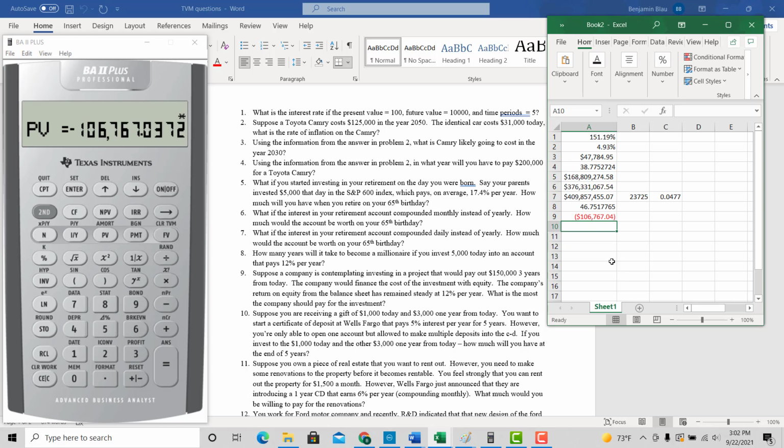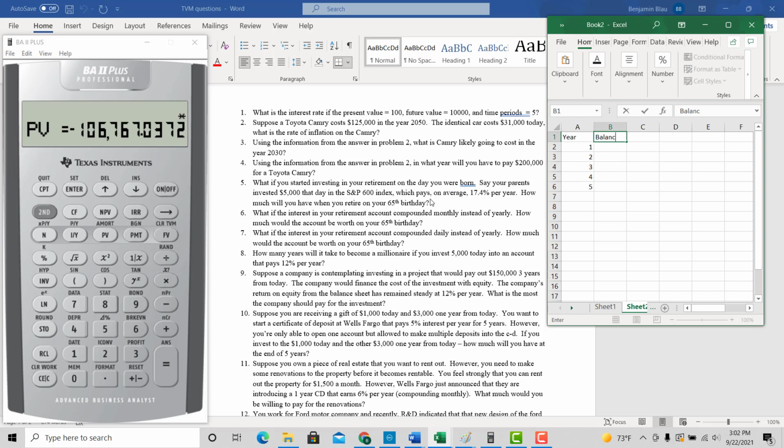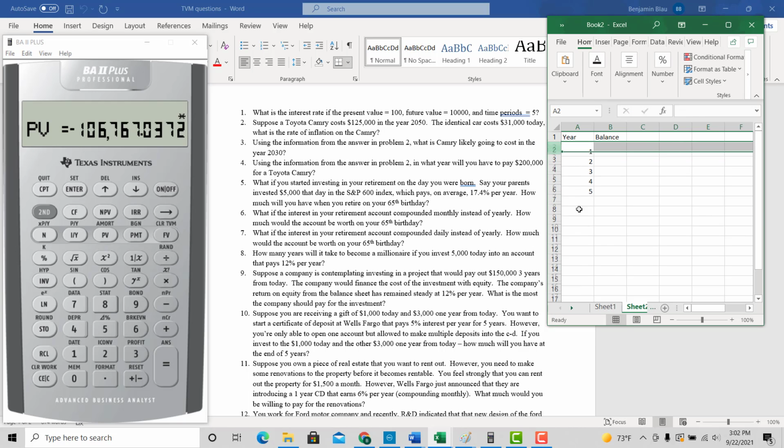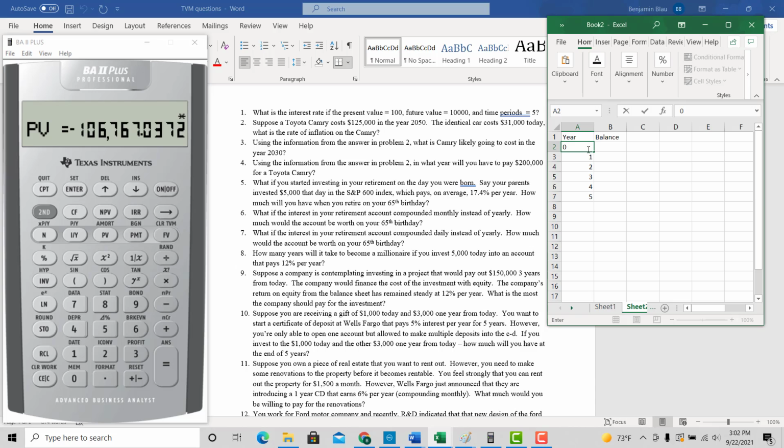Okay? So we can do this one of two ways. I'm going to open up another sheet. So if this is years, I'm going to have 5 years, and this is the balance. Actually, let me insert a row here. And year 0 is going to be today. So if we were to invest $1,000 today, the balance is going to be $1,000. All right, and it's going to earn 5% per year for 5 years.